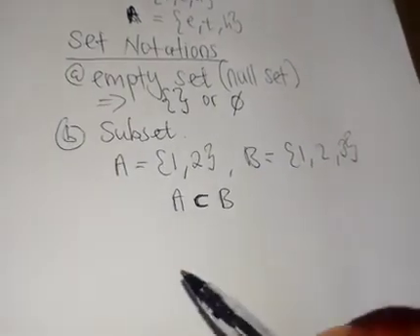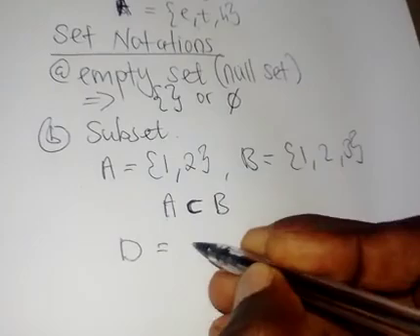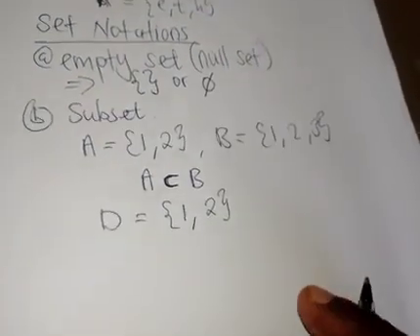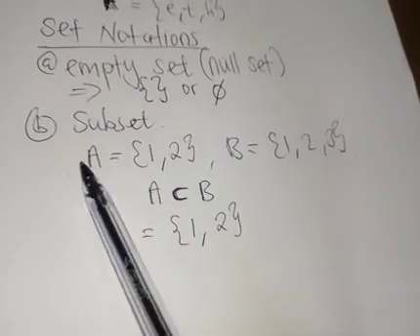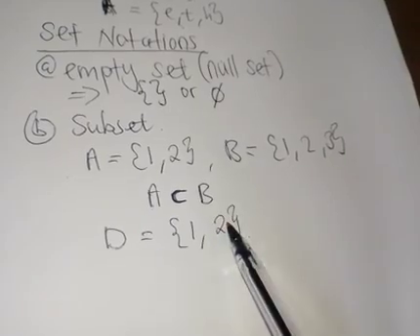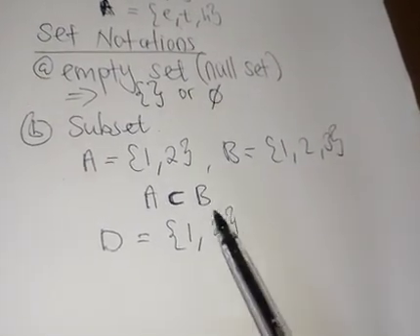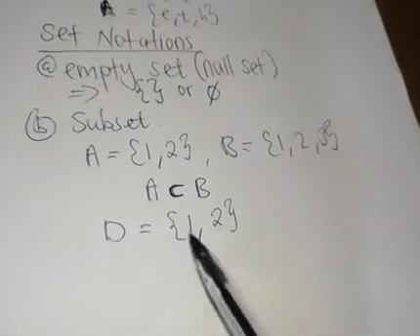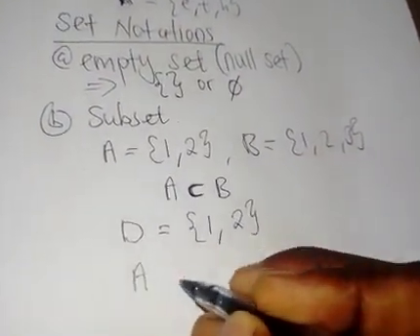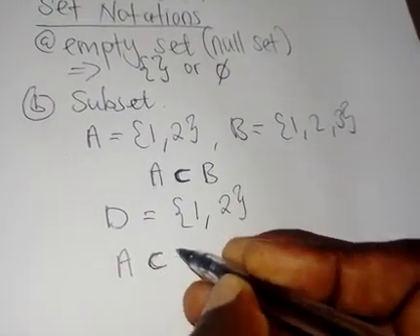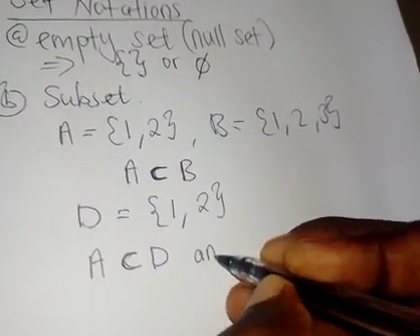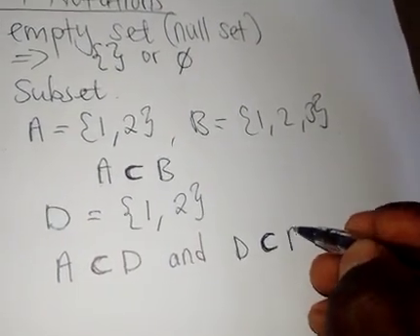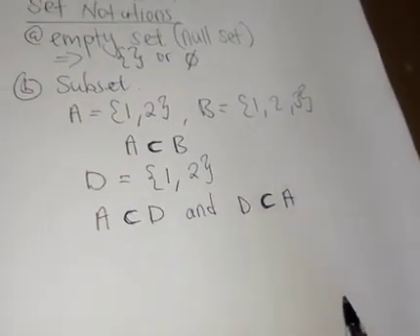We can also have some cases. Let me introduce another set, set D, having elements only 1 and 2. In this case, you can see that all the elements of set A are also found in set D. At the same time, all the elements of set D are also found in set A. We can say that these sets are subsets of each other. Therefore, to write this, you can say A is a subset of D, and at the same time D is a subset of A.